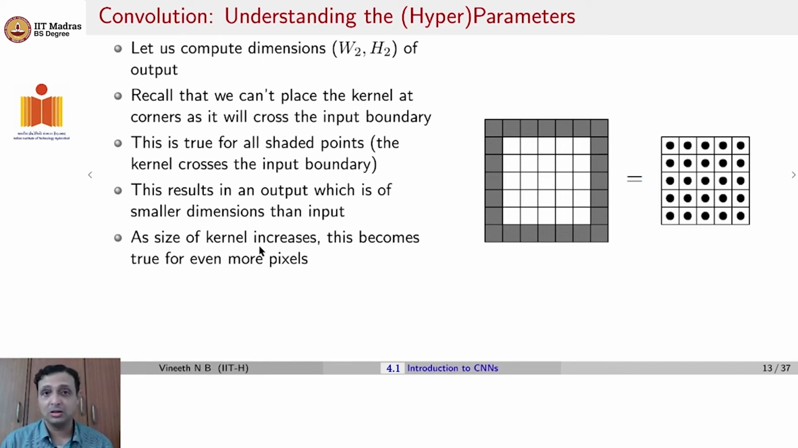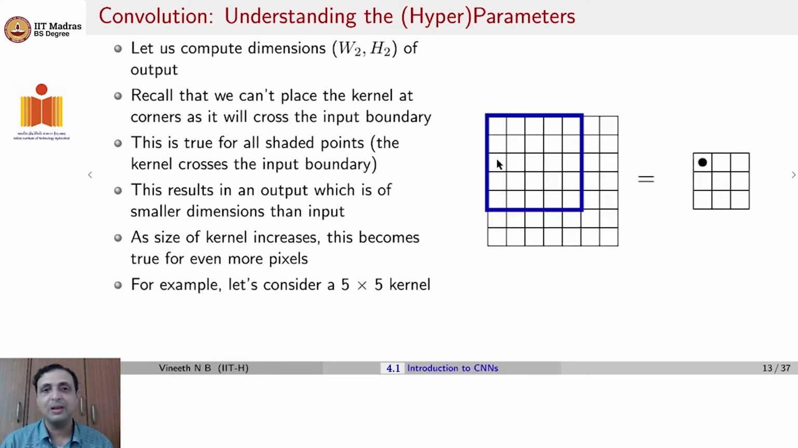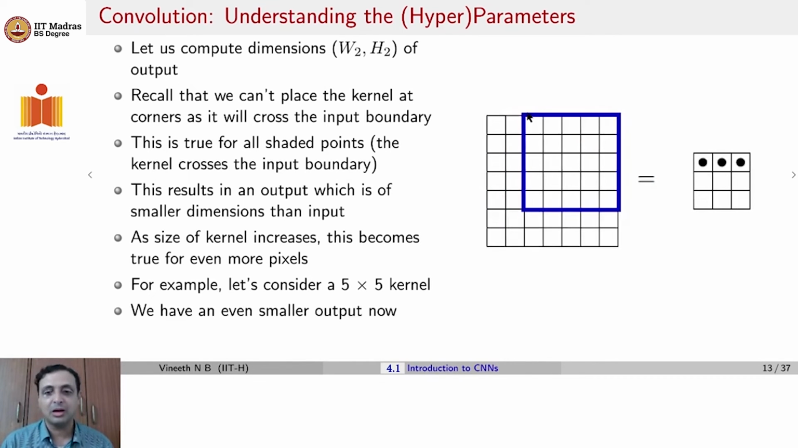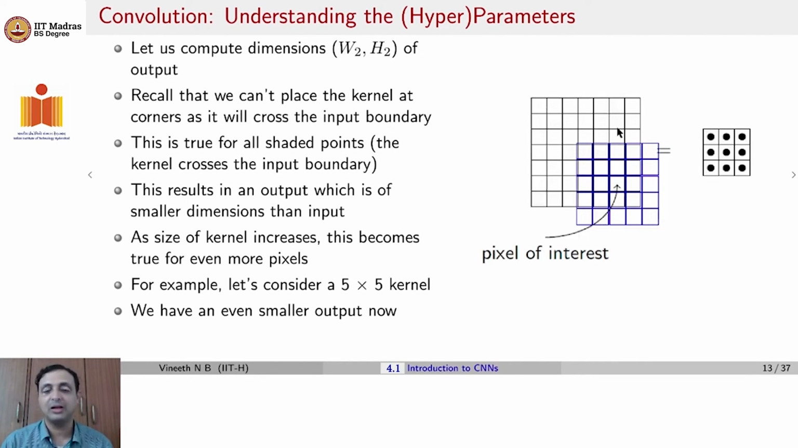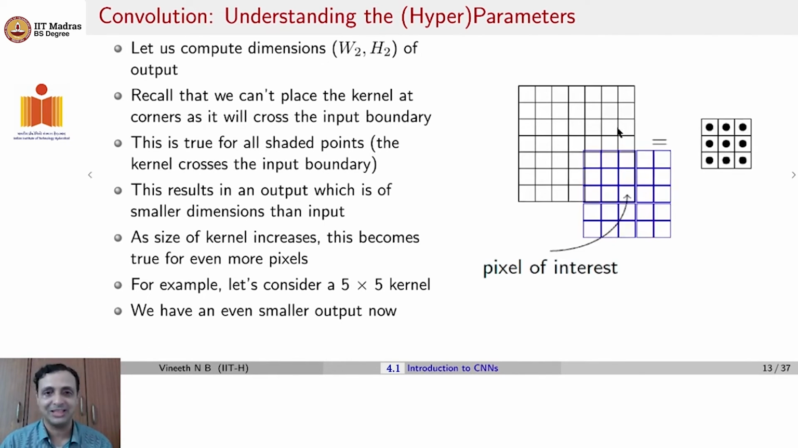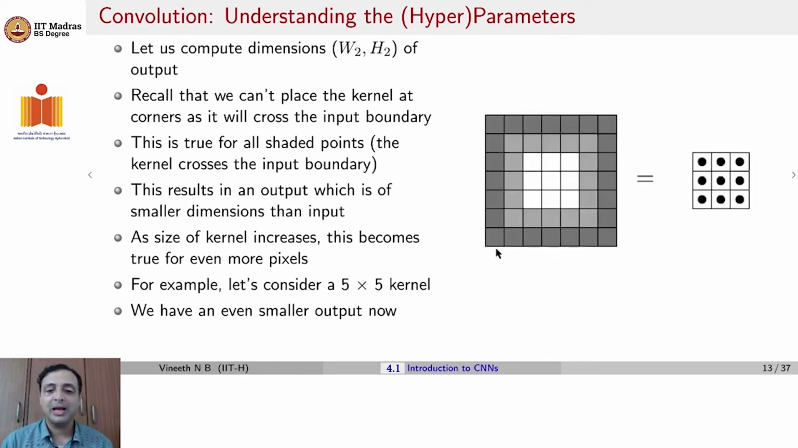As the size of the filter or the kernel increases, you can make out that even more pixels along the boundary are going to get affected. For example, if you take a 5 by 5 kernel now, and as you slide this 5 by 5 kernel across, you're going to get an even smaller output because more border pixels are going to get affected. You won't be able to convolve with those pixels that go outside the boundary. So you would have an entire region which is outside the boundary for which you will not be able to compute convolution. So your output in this case would be a 3 cross 3 matrix.